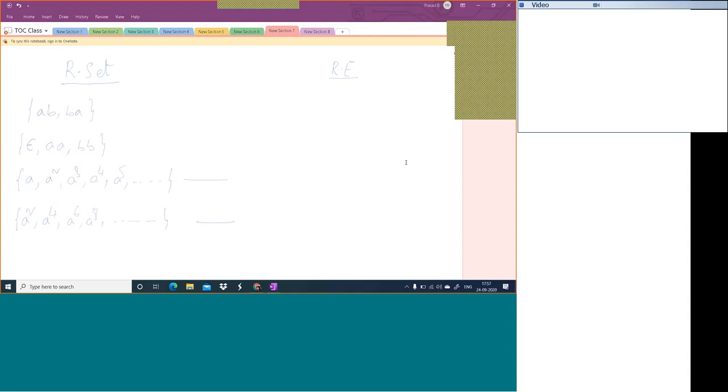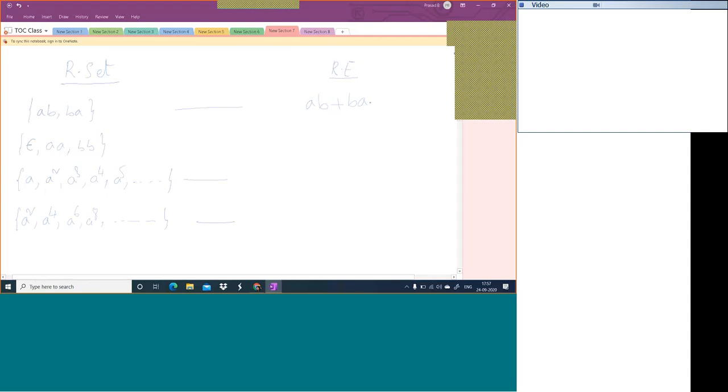What are the strings in this regular set? A, B, and B, A. A, B, and B, A. There are two. Yeah, that's good. So A, B plus B, A. That's it. That's it.